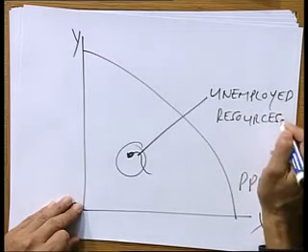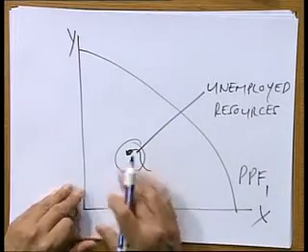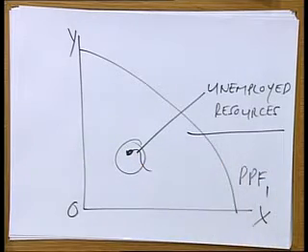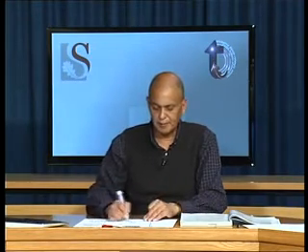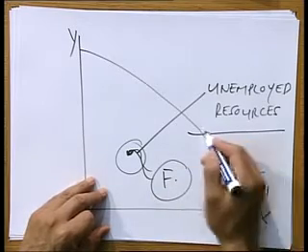Unemployed resources simply means that we are not using all the resources that are available in the economy to the maximum, like labor, capital, entrepreneurship, and natural resources. So there are still resources that can be used. So we're not producing the maximum output. So points below this frontier are points of productive inefficiency or unemployed resources. So that is another concept that can be illustrated. For example, point F will be a productive inefficiency point or unemployed resources.